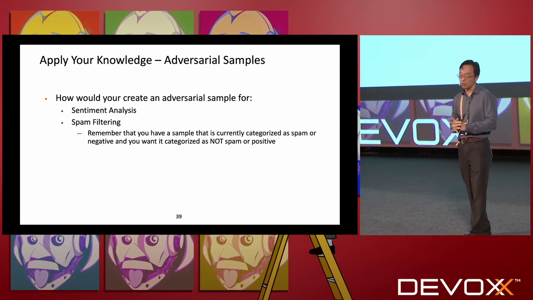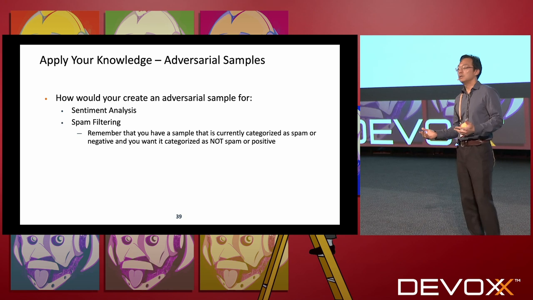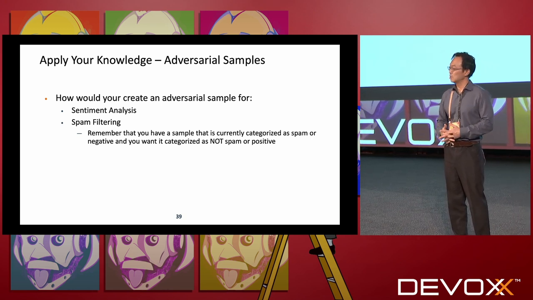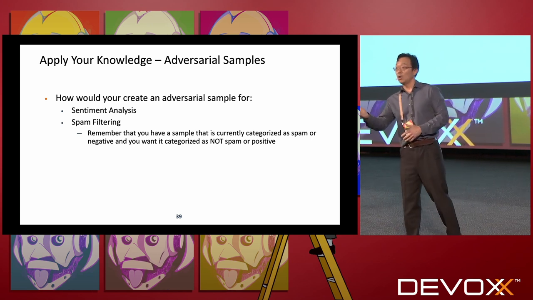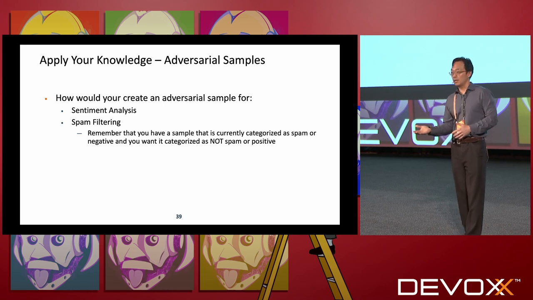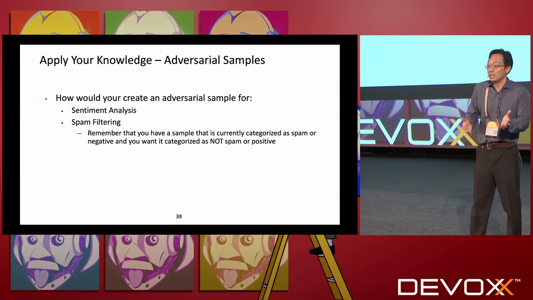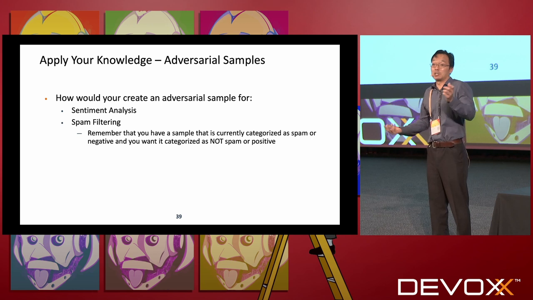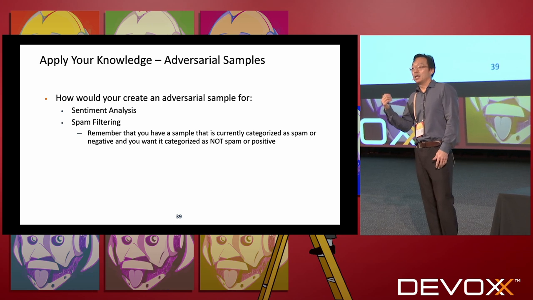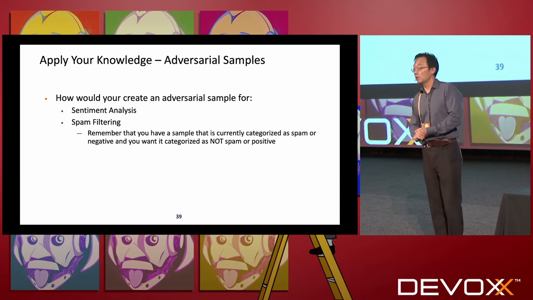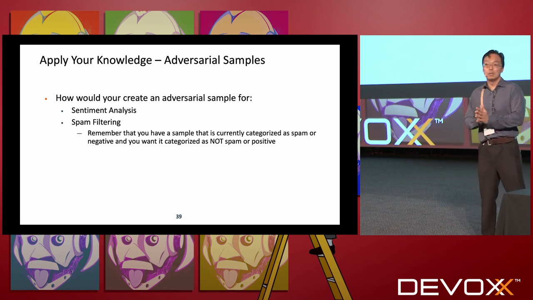And why would synonyms work? Why would synonyms cause a neural network to suddenly change the output classification? Does anyone know? Exactly, because of how it's trained. If that synonym was not used in the training data for what it learned spam was, when it gets converted to the word embedding and run through, it goes, oh, I don't know, but guess what? I'm doing my mathematical operations. This is the output: it's going to be spam or not spam. Okay, so that's basically the application. Does everyone understand adversarial samples now?